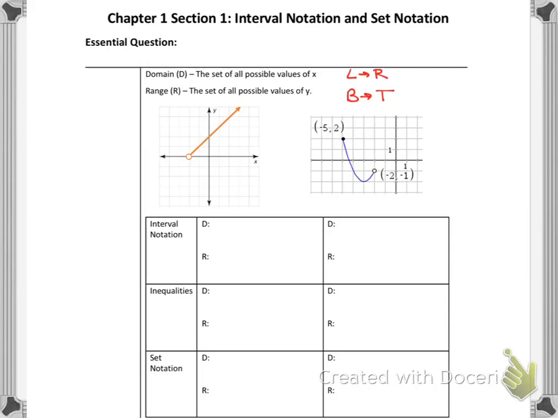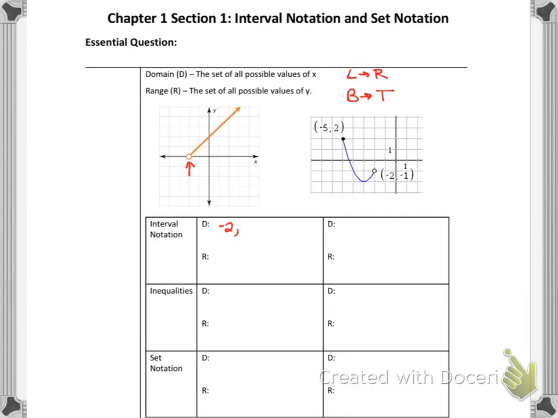Now let's look at this orange example first. I'll do the whole thing, all three notations with the orange example, and then the blue one. So for domain, domain is left to right. If we look at this graph, the farthest left value looks like it's about right there. That left x value for the domain is -2. And you should be able to recognize that by now.